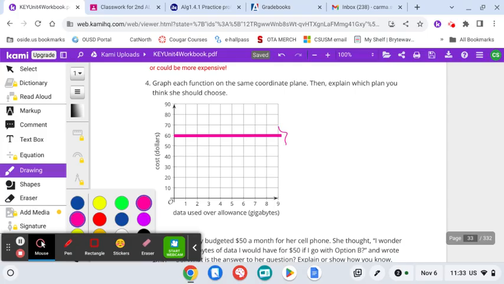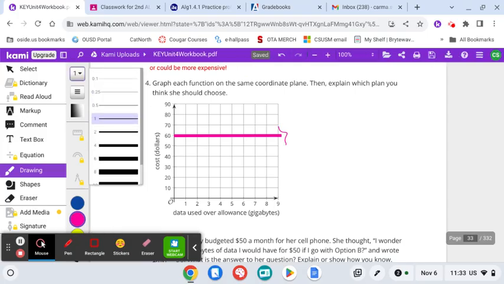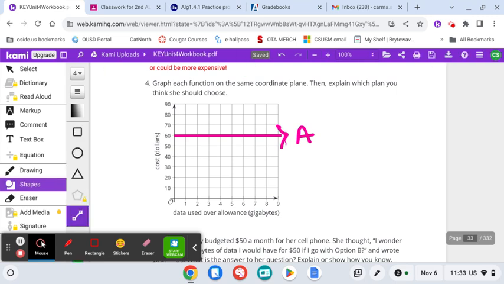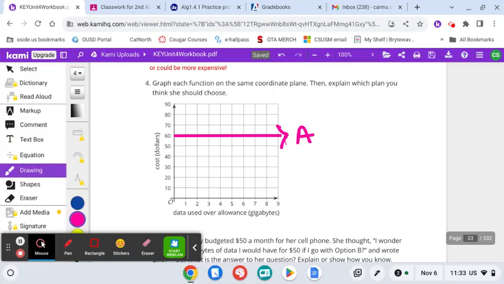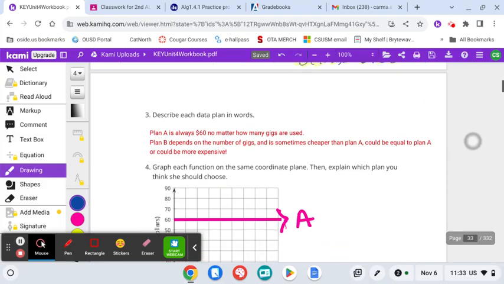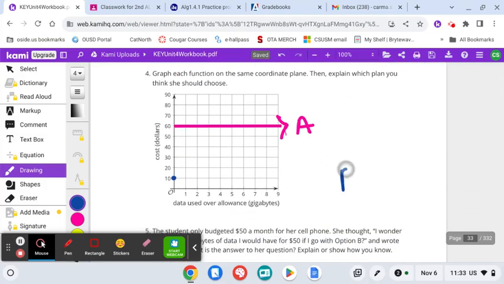All right, here's Plan A. Then the other one starts at 10. Oh, I might be getting this backwards. What's our other one? 10x plus 25. I am. So Plan B is 10x plus 25.